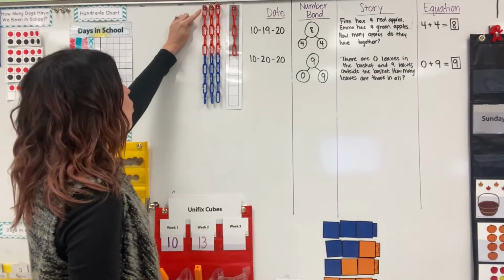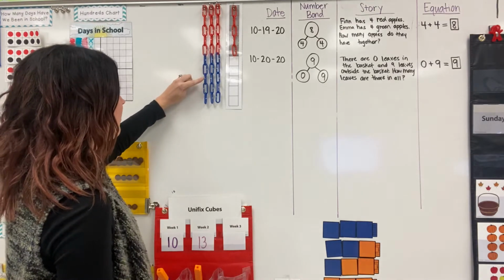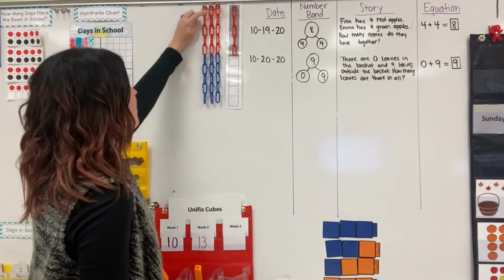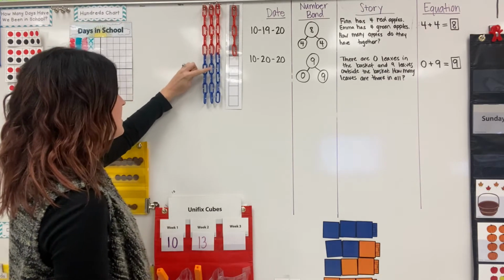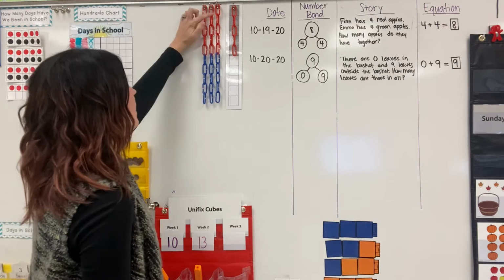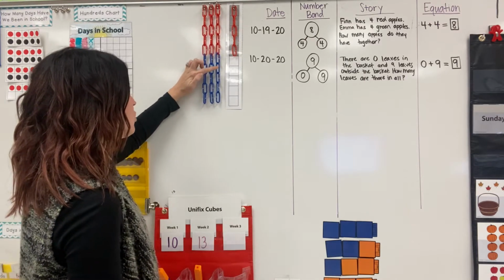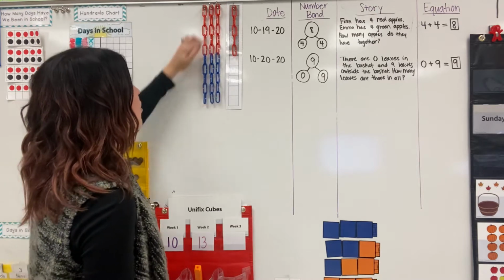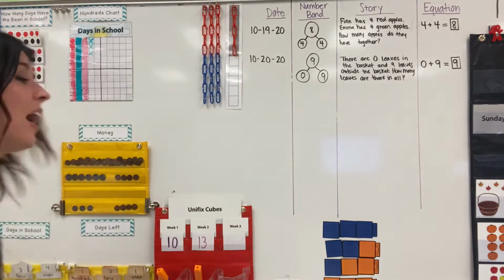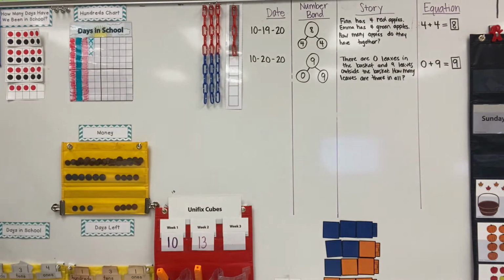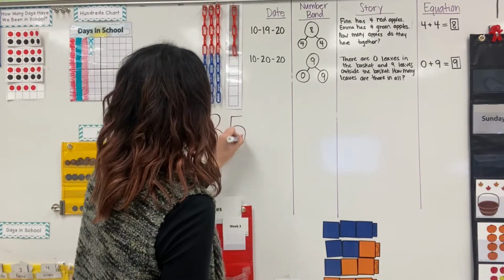Here we go. 1, 2, 3, 4, 5, 6, 7, 8, 9, 10, 11, 12, 13, 14, 15, 16, 17, 18, 19, 20, 21, 22, 23, 24, 25, 26, 27, 28, 29, 30, 31, 32, 33, 34, 35. You've now been in school for 35 days. Let's look at the number 35. He looks like this.